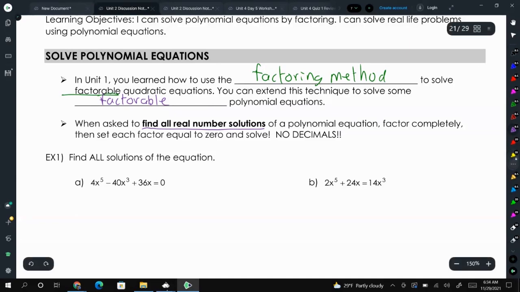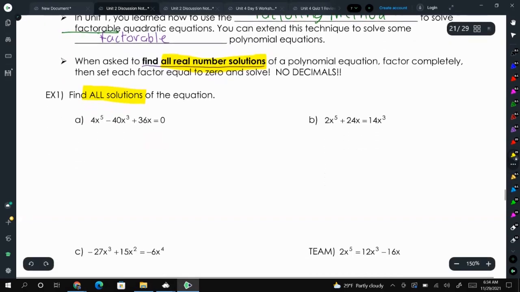Now, remember, there's a difference between real number solutions and all solutions. If I say real number solutions, then we don't care about i or the imaginary unit. But if I say all solutions, that does include i, that imaginary number, so we have to think about that as well. So let's look at some examples here.